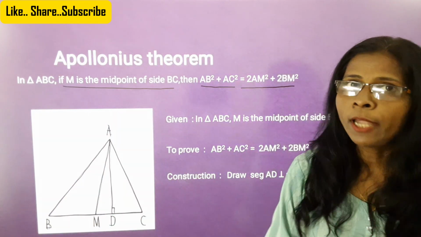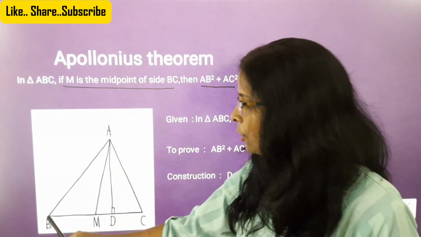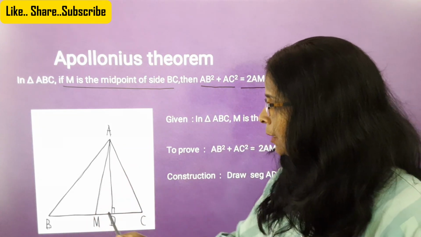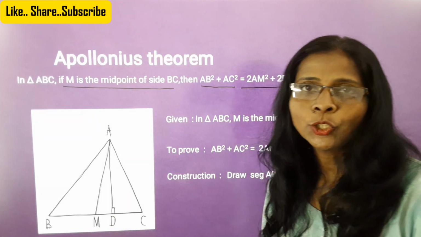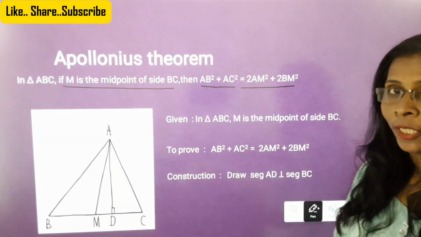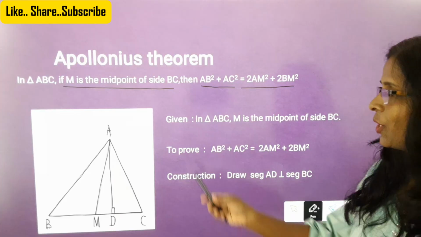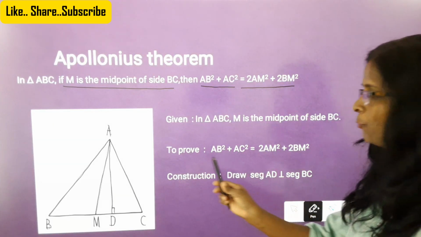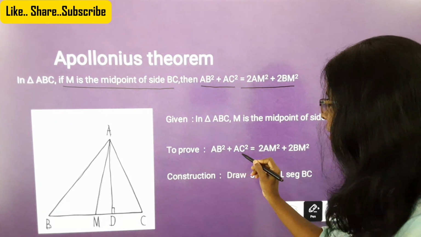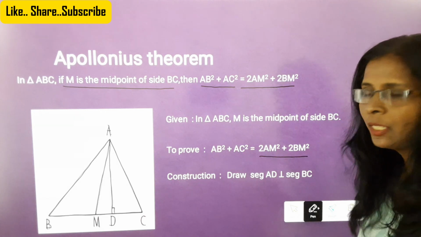So first we have to draw the figure. Here we draw triangle ABC, with AD perpendicular to BC, and M is the midpoint of the side BC, students. Given in triangle ABC, M is the midpoint of side BC, we have to prove that AB square plus AC square is equal to 2AM square plus 2BM square.